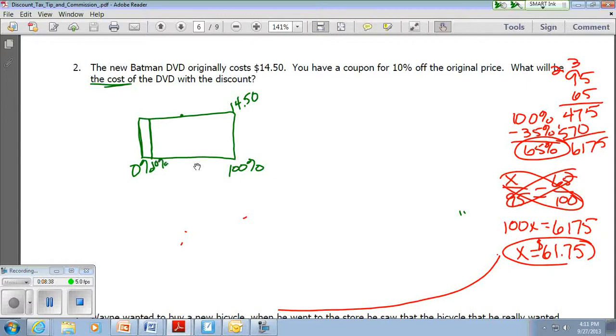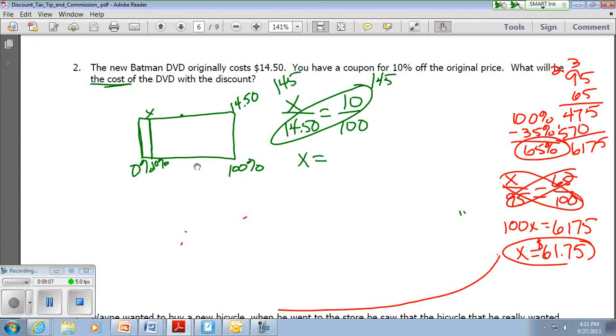So if this is 10%, and I'm looking for what 10% is going to be, then I set up my proportion of x over 1450 is equal to 10 over 100. Now, at this point, I could reduce my fraction. My 10 over 100 is 1/10. So I could do it that way. Or I could just stick to the proportion as it is. That's going to be 145. And 145 divided by 100 is going to give you $1.45.